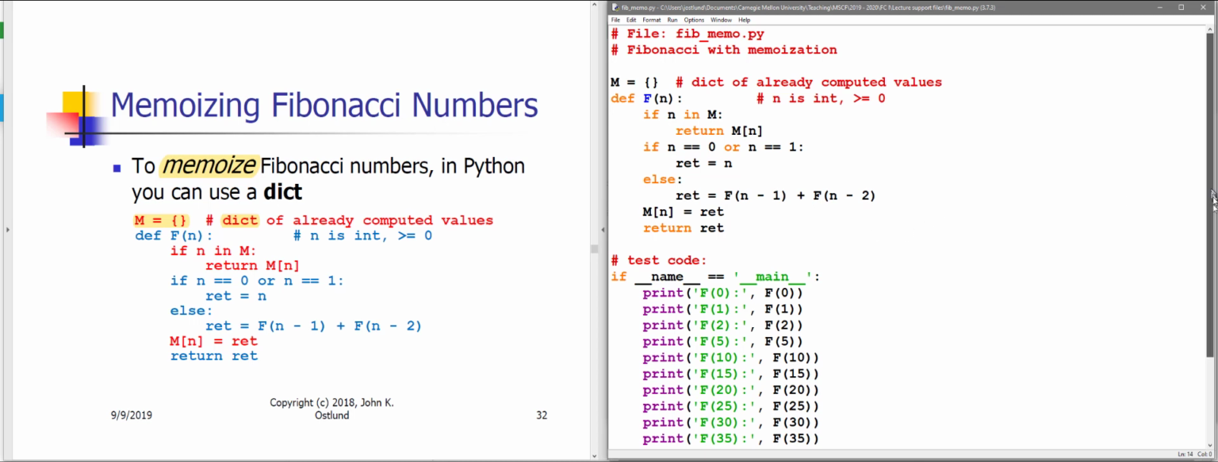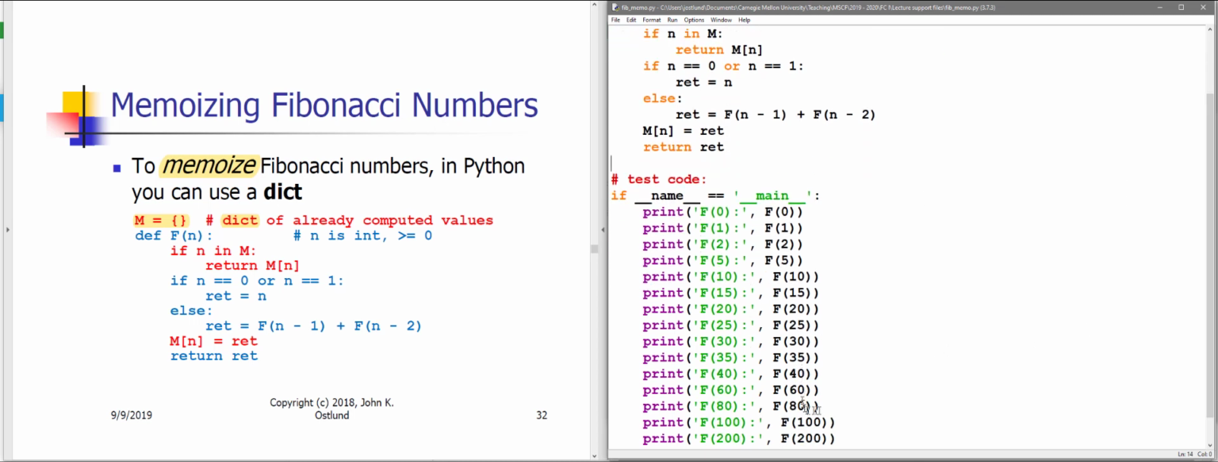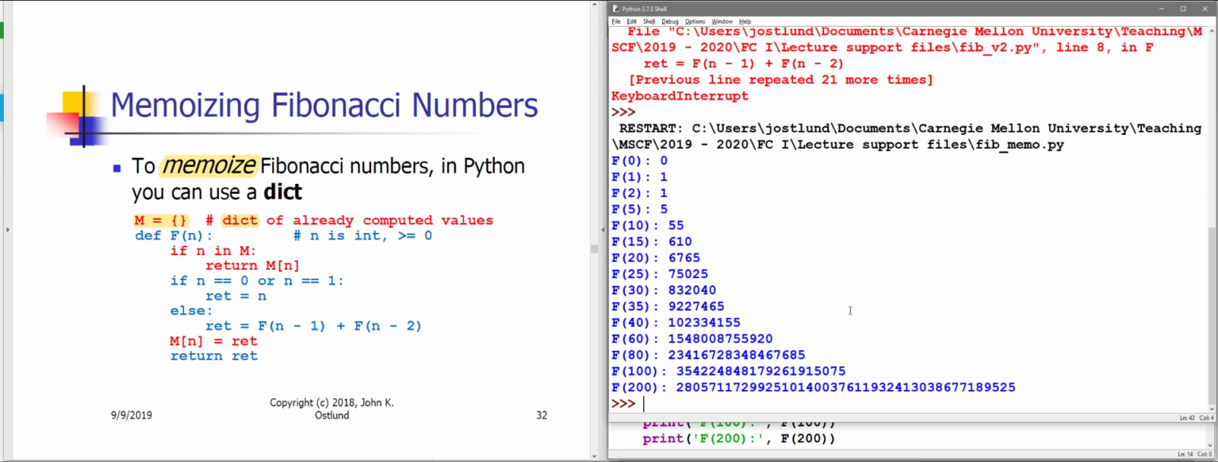Okay, now this test code actually goes way beyond the test code that I had for the naive recursive version, which slowed down badly once we got up to around 35. Let me run this. Okay, so the change from the exponential performance of the naive recursive approach to the linear performance of the memoized approach is quite dramatic.